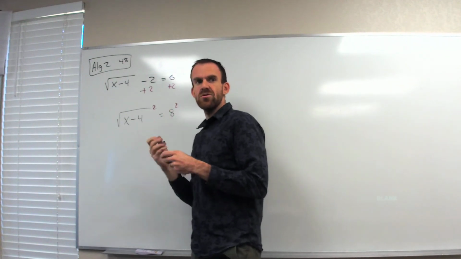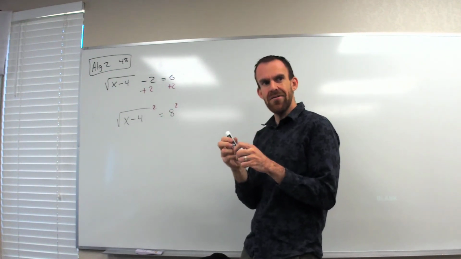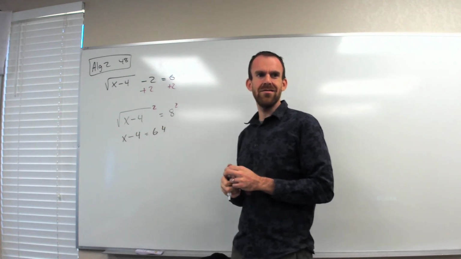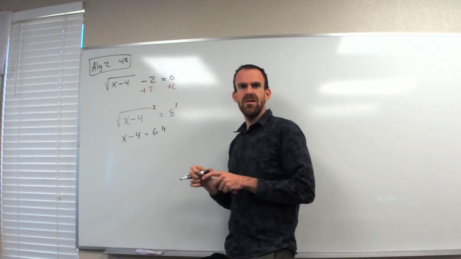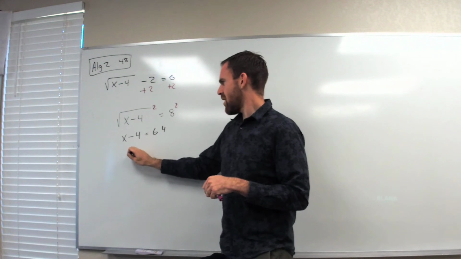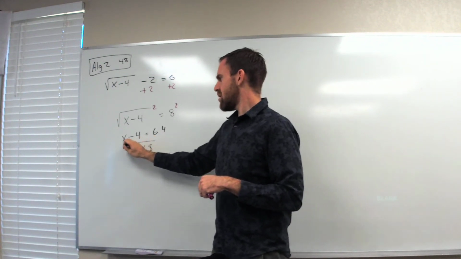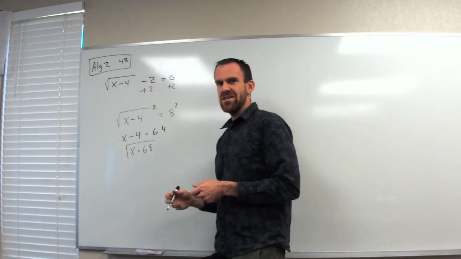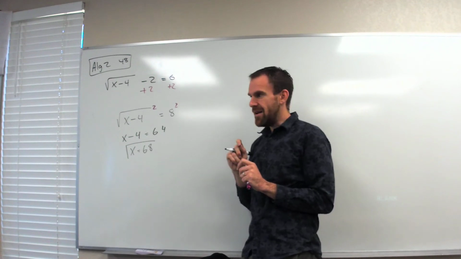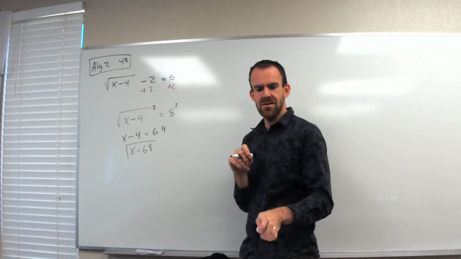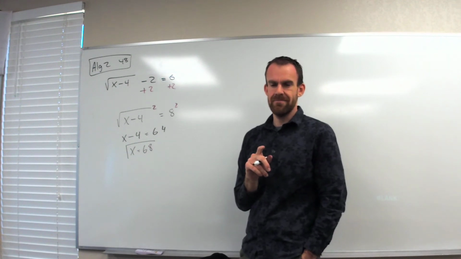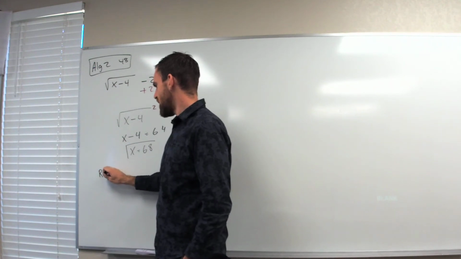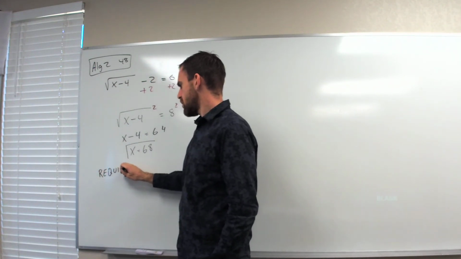When you take a square root squared, it undoes each other, and you're left with whatever's inside. Do not use a calculator. Then x equals 68. I must stop you. You might feel like you want to circle it and be done. But anytime you square both sides, you must check your answer. This is required. You will lose points if you do not.